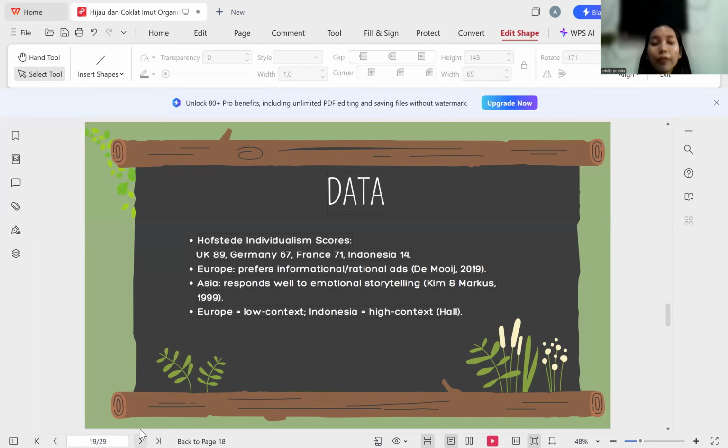So from the data, on the individualism score, the UK has 89, Germany has 67, France has 71, and Indonesia has 14. So Europe prefers informational and rational ads. This is from Demooij in 2019. And Asia responds well to emotional storytelling. This is from Kim and Markus in 1999. And Europe has low context, and Indonesia has high context. This is from Hall.